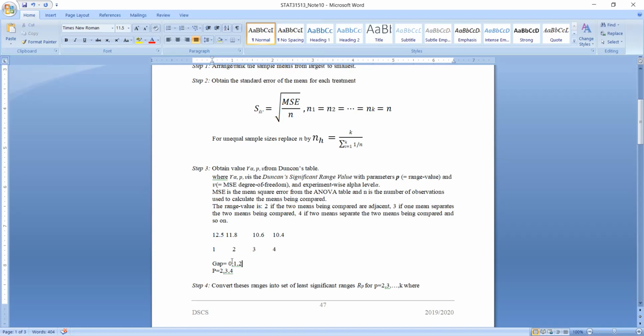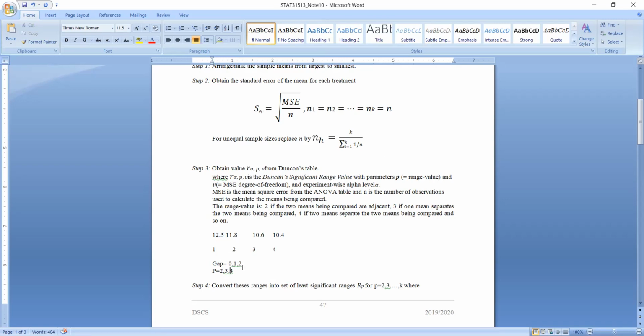When the gap is 0, the smallest value that you have to start for P is 2. So it should be 2, 3, and 4. So that is P. So based on this, your degrees of freedom and your P value from the Duncan's table, we have to read the table value.